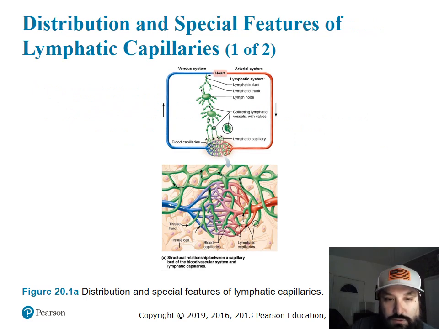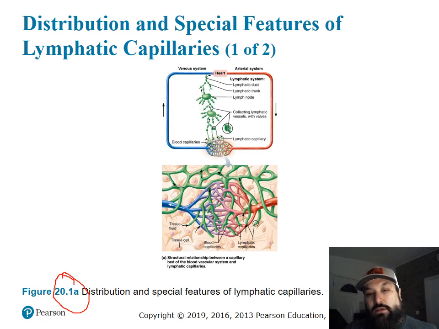And so this is figure 20.1a. Good figure to look at when you're first looking at where these lymphatic capillaries are found amongst the cardiovascular system and the blood vessels. And so when you look at this, make sure that you really look at the bottom square, the bottom descriptive box here that shows you the lymphatic capillaries and how they're interweaved into the blood capillaries found right in the tissue bed, right?